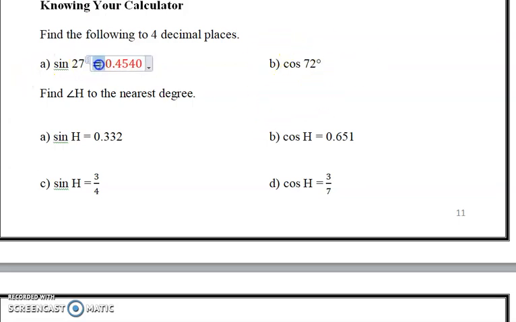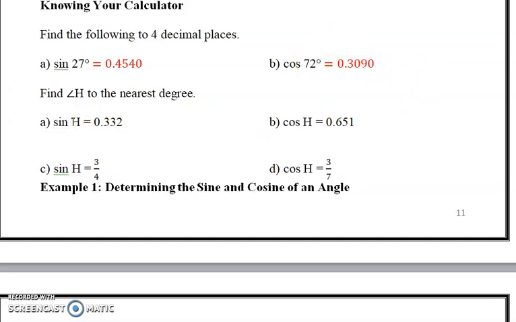And the next one, we're going to do the same thing. Cos 72 degrees, so you're going to cos 72, enter, equals 0.30901, so the 1 leaves the 0 at a 0.